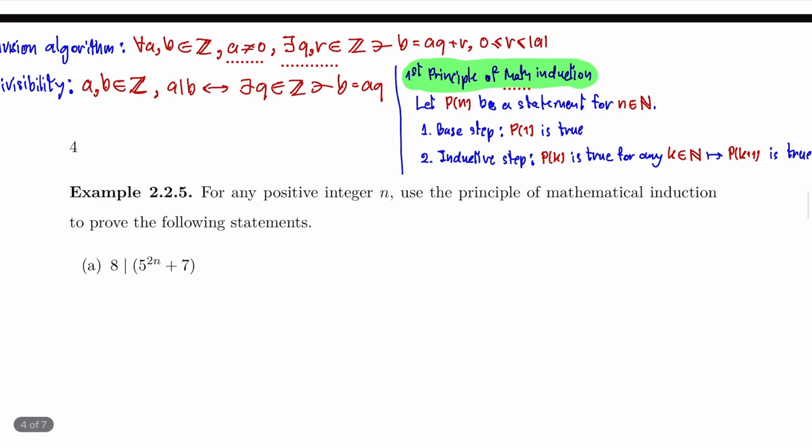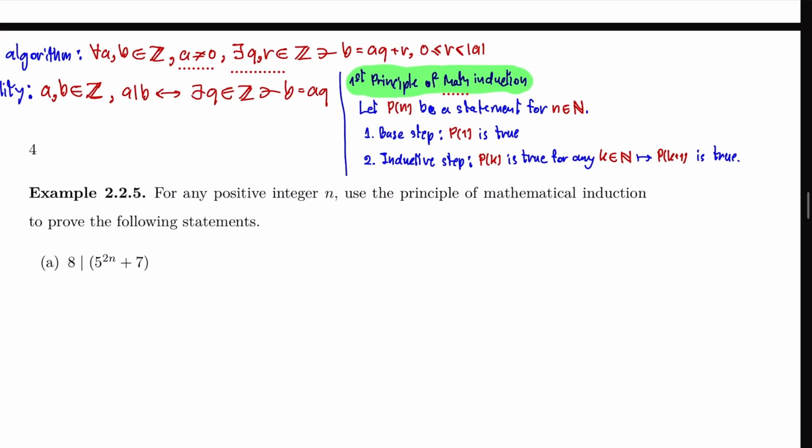Today we will use the principle of mathematical induction to prove divisibility. Let's start with 8 divides 5 raised to the power of 2n plus 7. So I've got to prove this divisibility for all n by using the principle of mathematical induction.